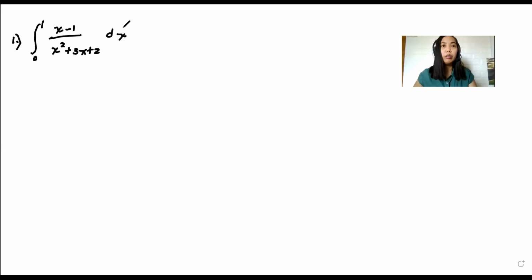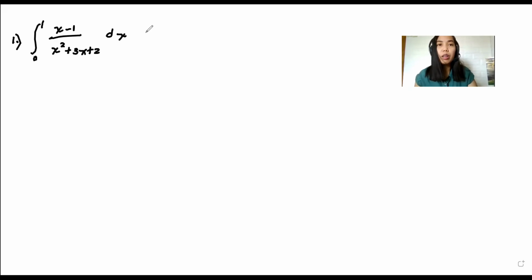All right, so number one, the integral of x minus 1 over x squared plus 3x plus 2 dx from 0 to 1. As you've noticed, the degree of the numerator is less than the degree of the denominator. The degree in our numerator is 1, the highest degree. For the denominator, it is 2. Therefore, we can use partial fractions here.